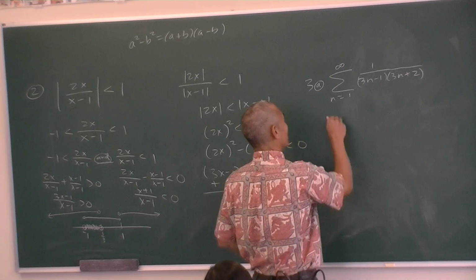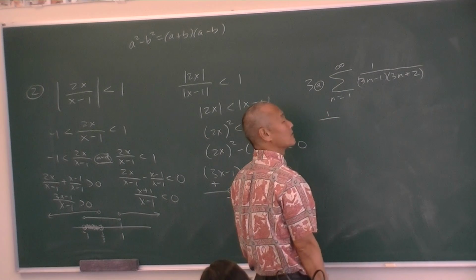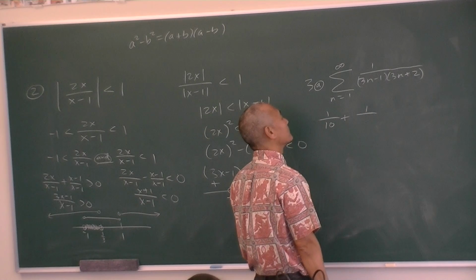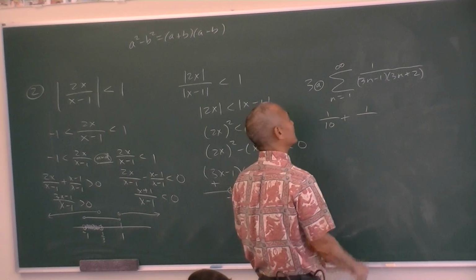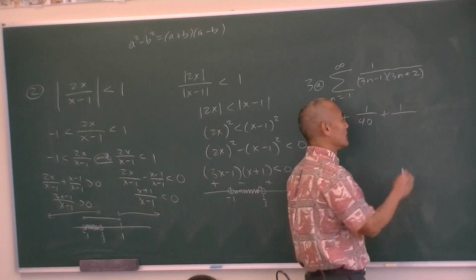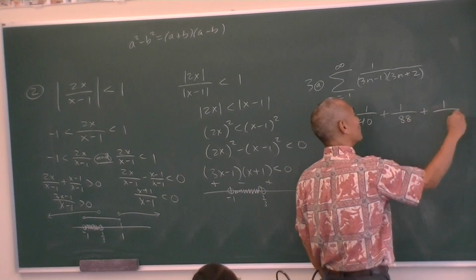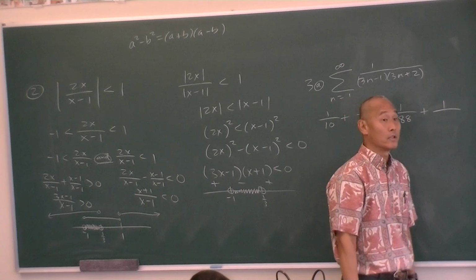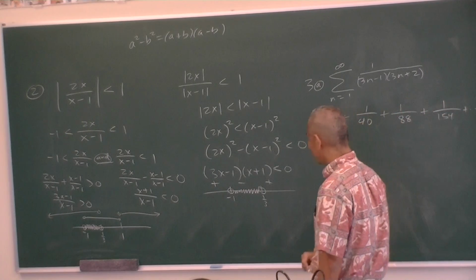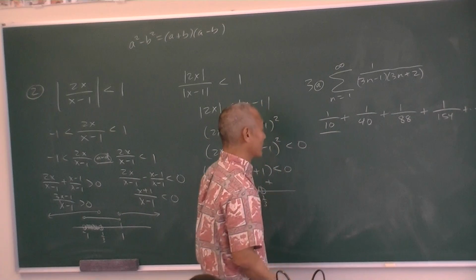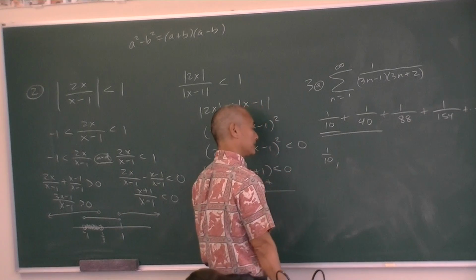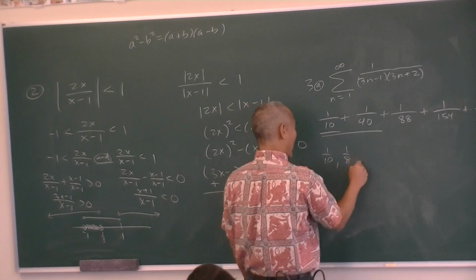Plug in 1. So you get 1 over 2 times 5, that's 1/10, plus 1 over 5 times 8, plus 1 over 8 times 11, plus 1 over 11 times 14, plus dot dot dot. Okay, what's the first partial sum? Add up the first number. 1/10. Add up the first two numbers. 1/8. Add the first three numbers.